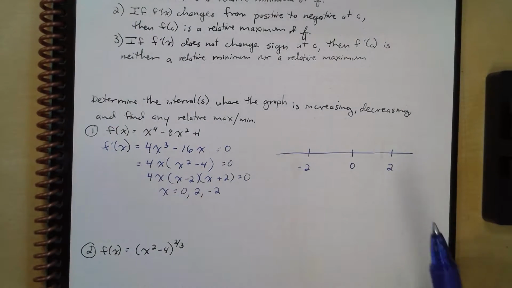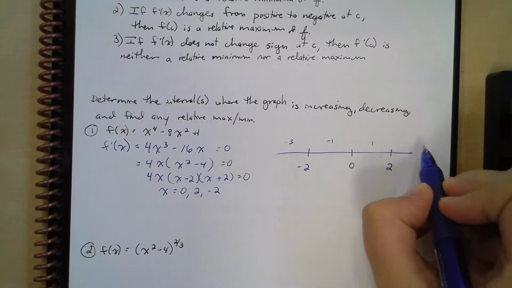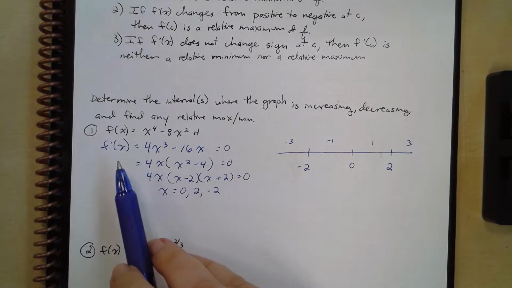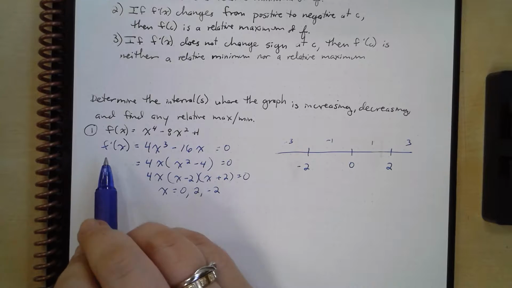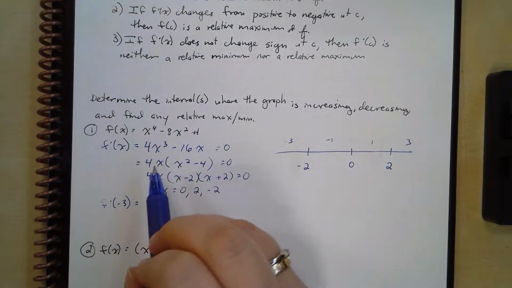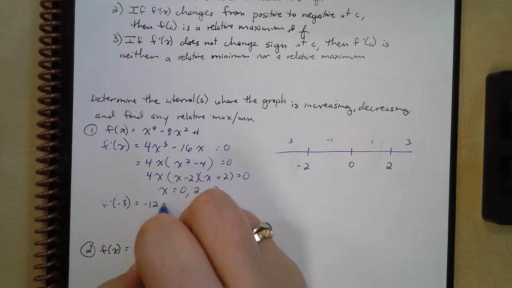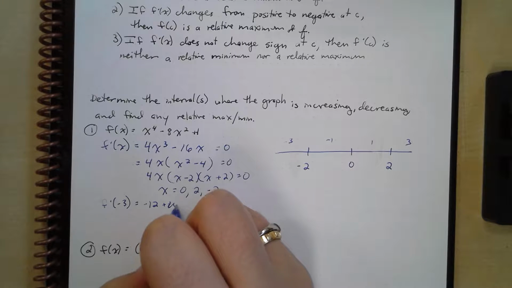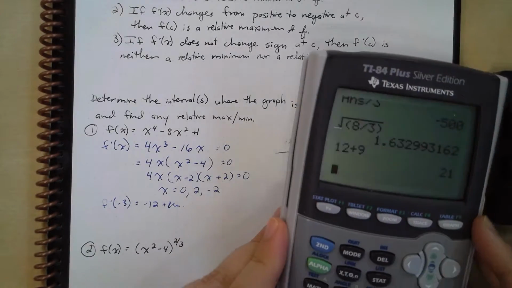Then in between these points, I'm going to test points. I like to write my test values up here, so I'll probably test negative 3, negative 1, 1, and 3. All I do is substitute these in for f prime of x. So f prime of negative 3 is going to be equal to negative 12 plus, or whatever, something, 16 times 3. It's going to be positive, maybe? I feel like I did not do that right.